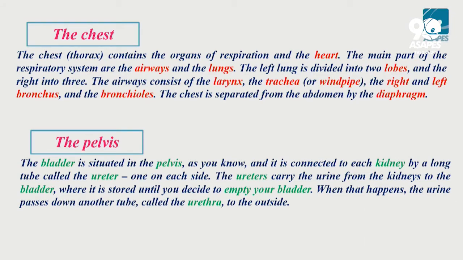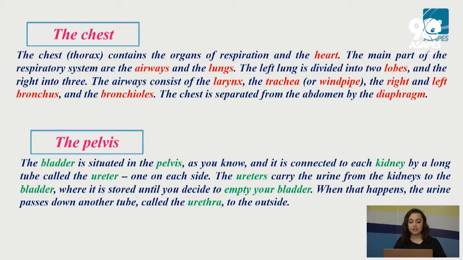The next part we are going to talk about is the pelvis. The bladder is situated in the pelvis and it's connected to a kidney by a special long tube, ureter. The ureters carry the urine from the kidney to the bladder, where it's stored until you decide to empty your bladder. When that happens, the urine passes down another tube that is called urethra and goes outside.